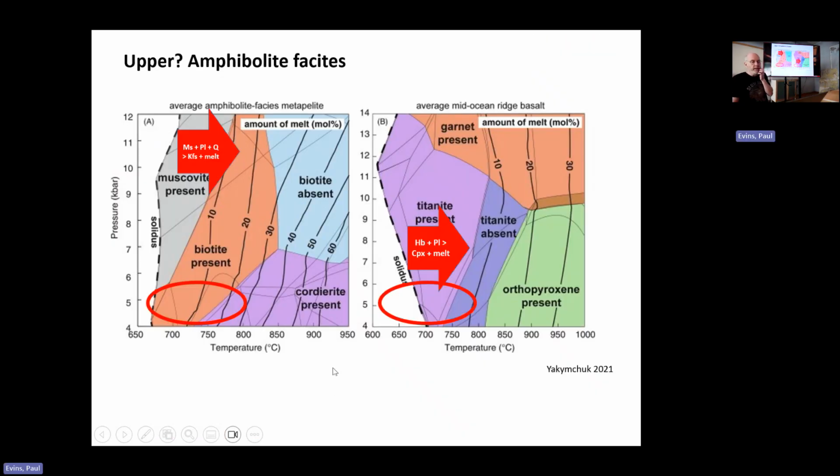What does this look like on a typical PT diagram? Here are your main key indicator metamorphic minerals. On the left-hand side, we have a metapelite in a typical PT diagram and how that would develop. And we see here these isograds of melt percent. So we know that we get 20 to 30% melts definitely in Stockholm because we have diatexites.